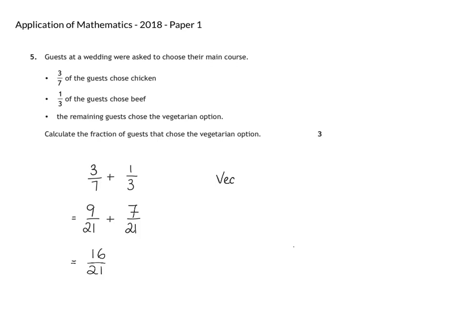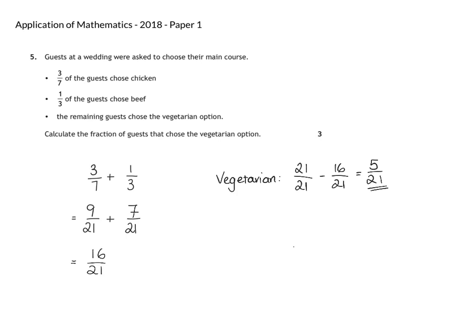So the vegetarian option is going to be, so we've got everyone is going to be 1, or 21/21. Take away the 16/21, which gives us 5/21 for our final answer.